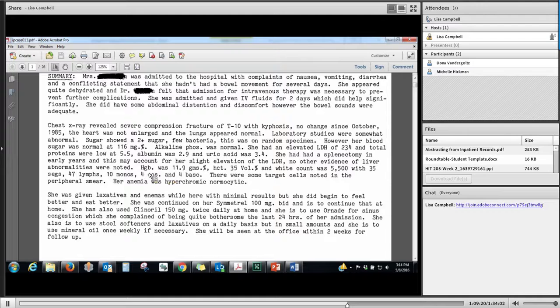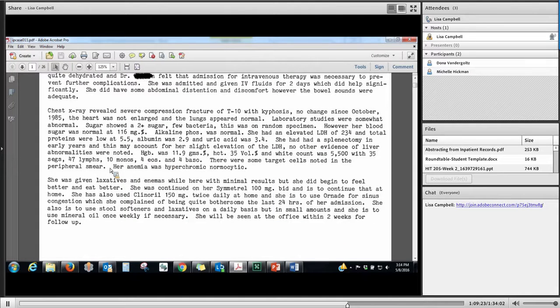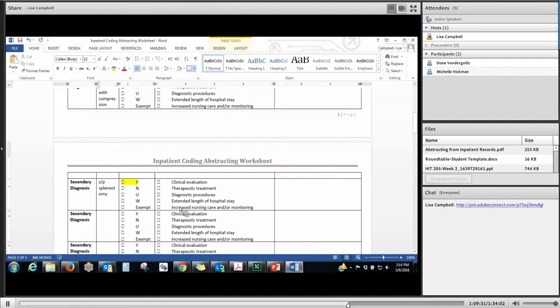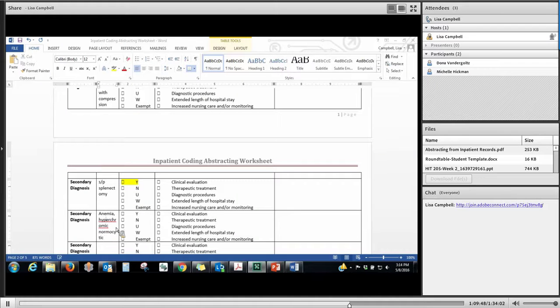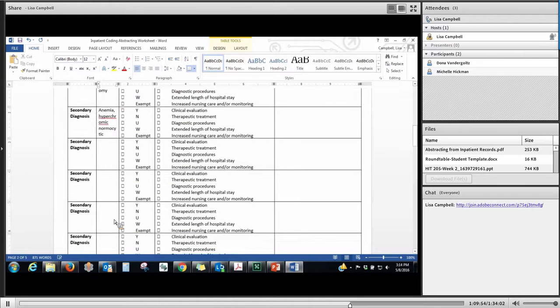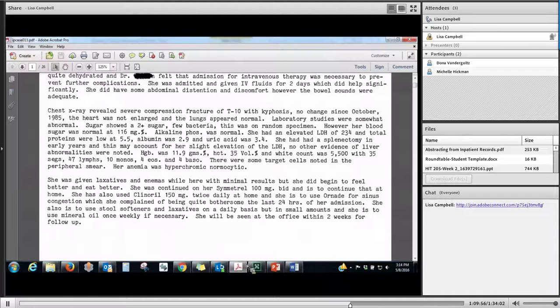Okay, so let's see what else is going on here. More blood test results, and they said that she has anemia, and it was hyperchromic normocytic. So I'm going to put down on my little sheet here, the patient has anemia, it was hyperchromic, and it was normocytic. So again, you notice I'm not writing, was it hypo or hyper? It was hyper. Also make sure that you have the right terminology. So it was hyperchromic and not hypochromic. Okay, so back to the record I go.